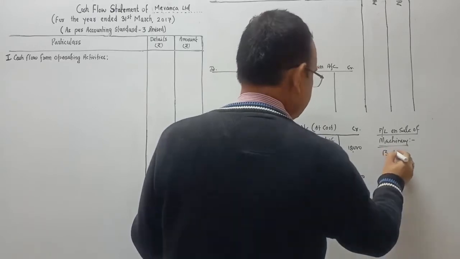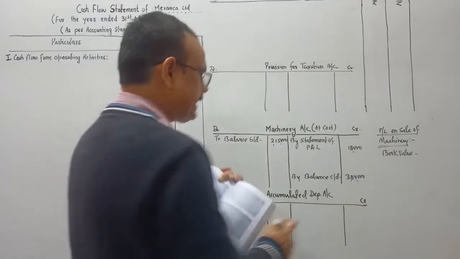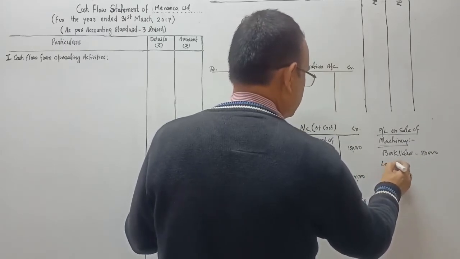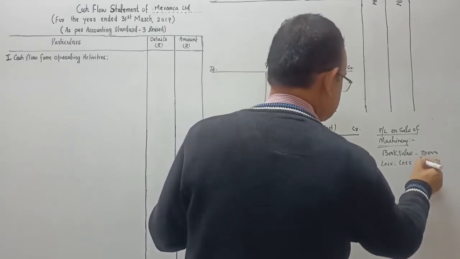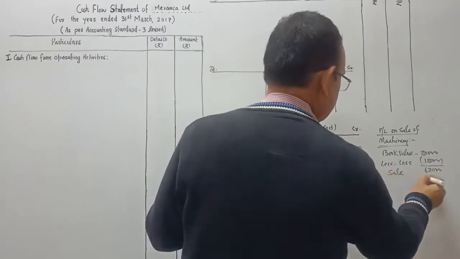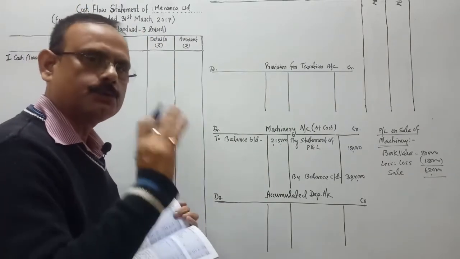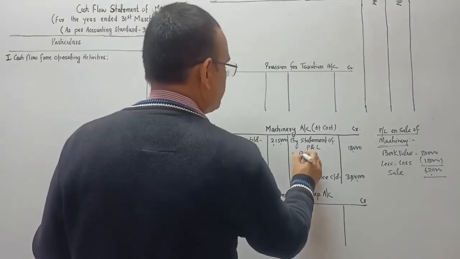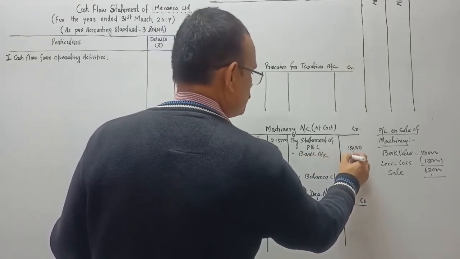Book value is given in the question. Book value of the machine is 80,000. It is sold at a loss of rupees 18,000, so I deduct the loss, which means 62,000 indicates the sale. The machine is sold for rupees 62,000. Is it clear? So you write it over here, by bank account, machine is sold for rupees 62,000.